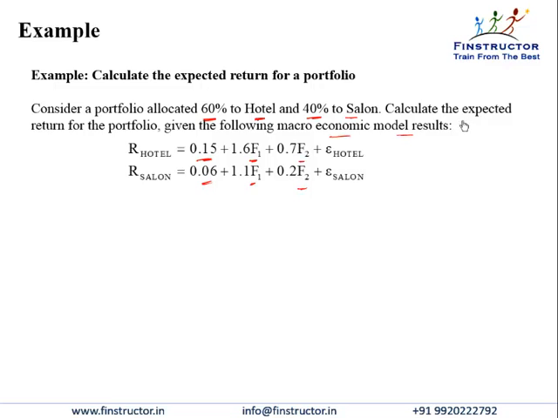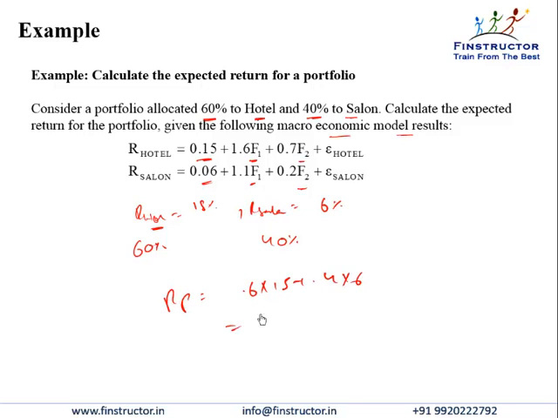If the question is only asking the expected return for the portfolio, then we will assume there were no surprises, or in the absence of surprises, the return on hotel would be 15% and the return on salon would be 6%. If we are 60% in hotel and 40% in salon, then our return can simply be calculated as 0.6 into 15 plus 0.4 into 6, that is 11.4%.